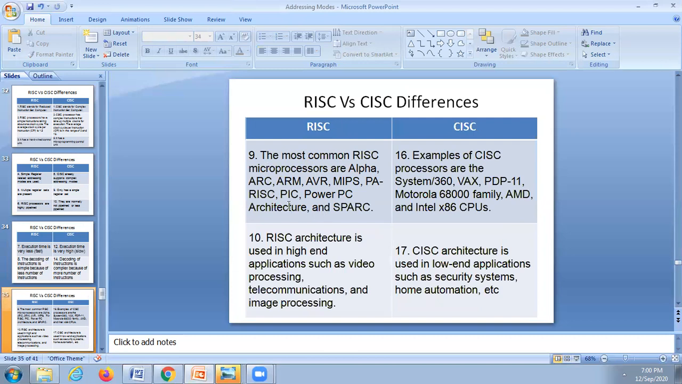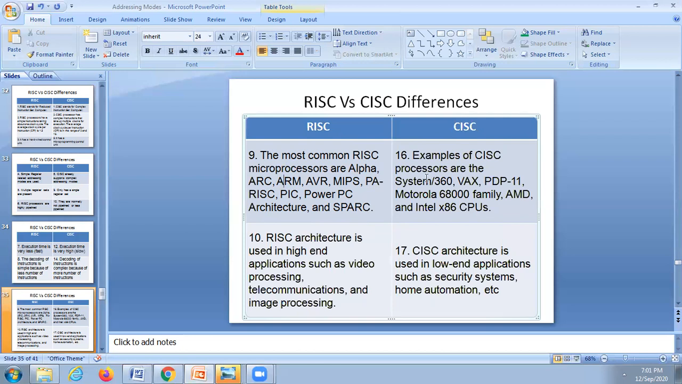Then the most common RISC processors are these things. All these are the RISC processors. But in the JNTUK third year syllabus, we have PowerPC and ARM in some of the examples. ARM and PowerPC we need to discuss at a later stage. The most commonly used RISC processors are these things, that is ARC, all these things.